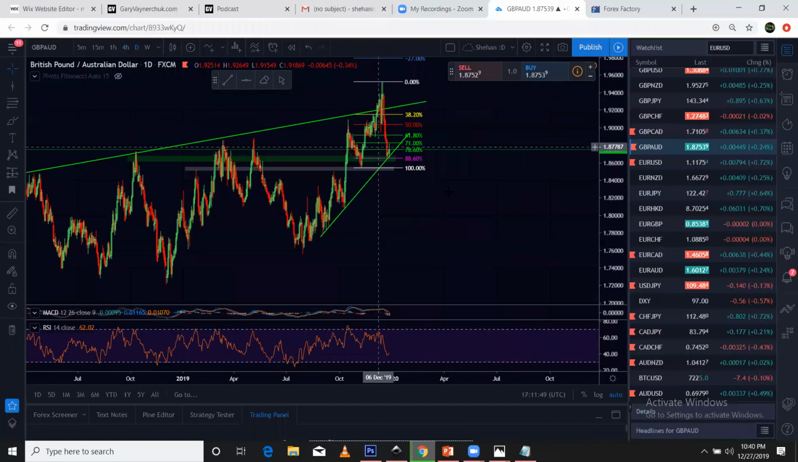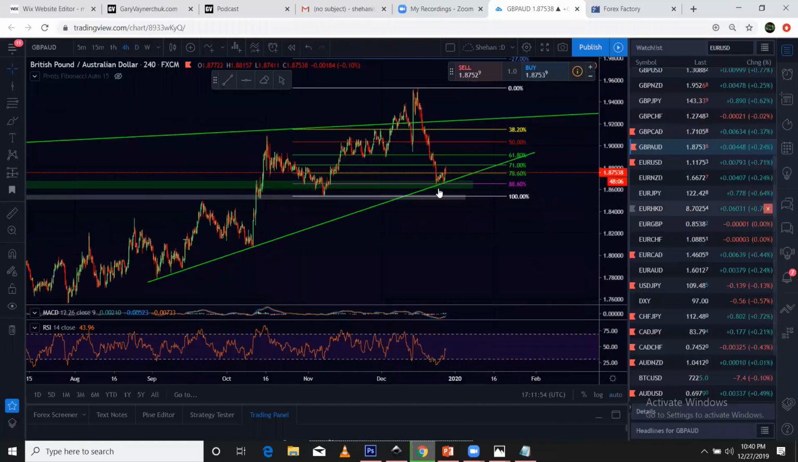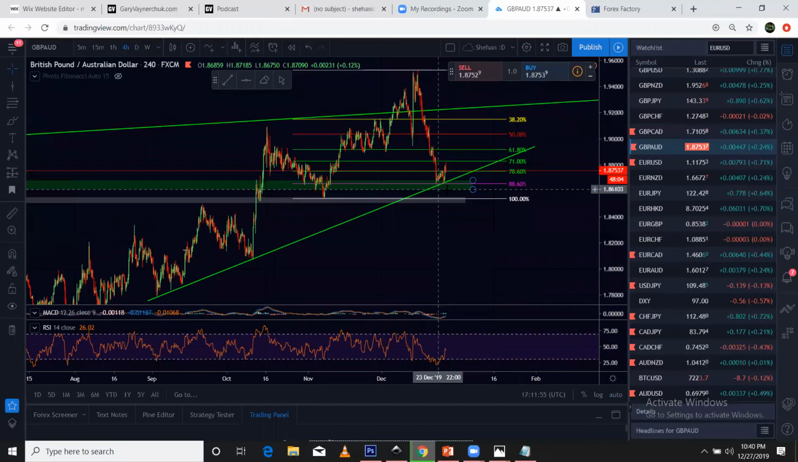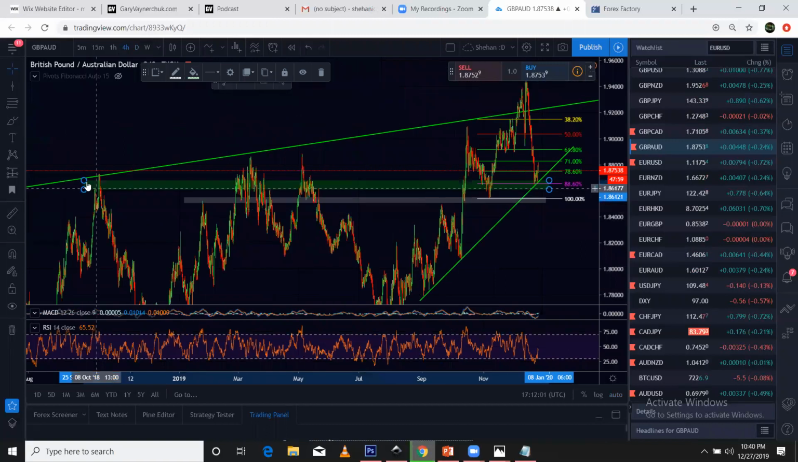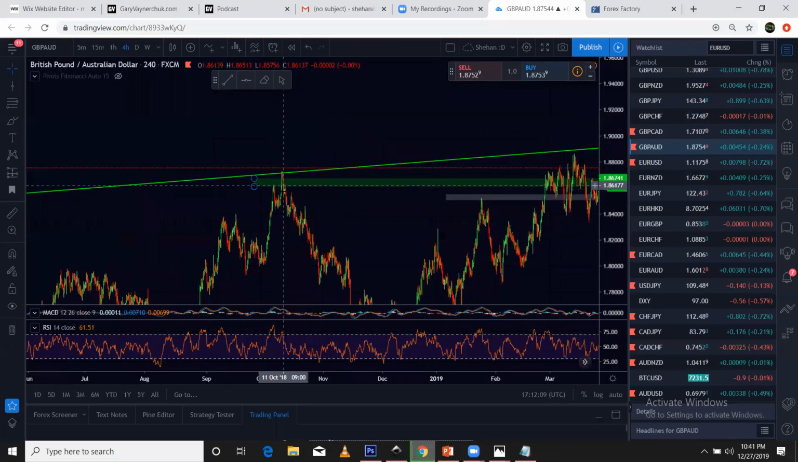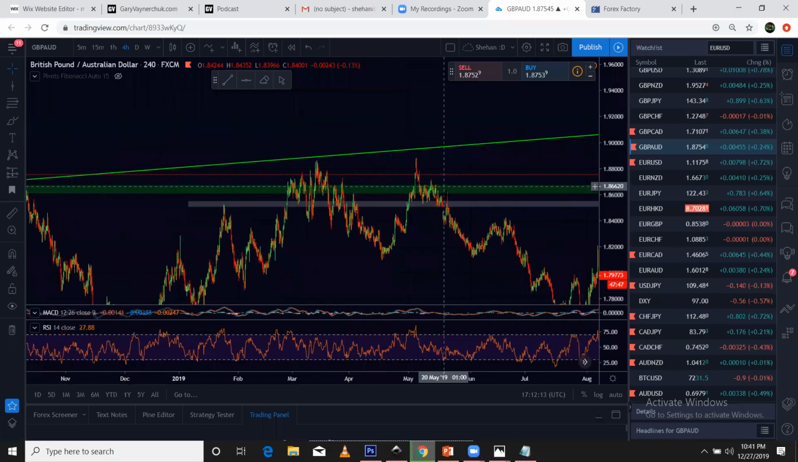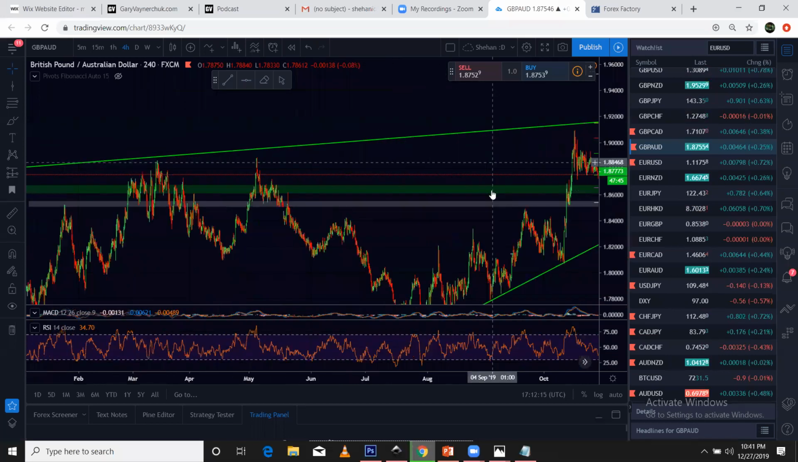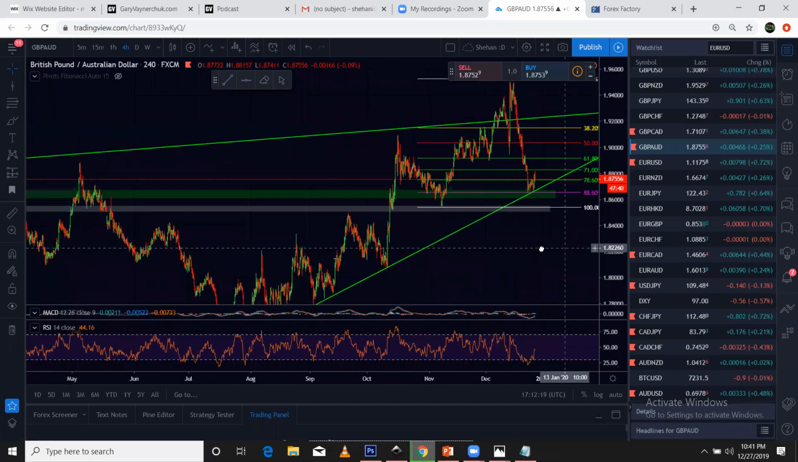Go to 4 hours, right? I'm down with my trend line. Now I'm going to check whether this zone really has a support and resistance zone. What do you think? This area right here, you can see, right? This green color zone, it's resistance here, resistance here, resistance here, resistance here. Here you can see support, support.